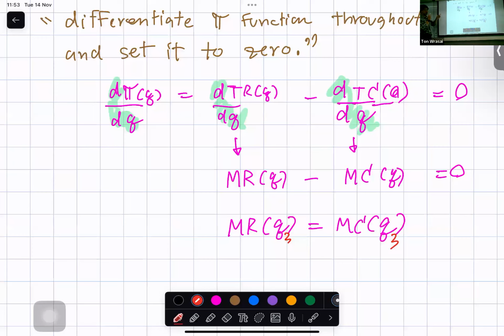We call this in math. Did you study calculus with Ajahn O? Okay, already, right? Oh, not all. Oh, okay. No problem. This is high school mathematics.